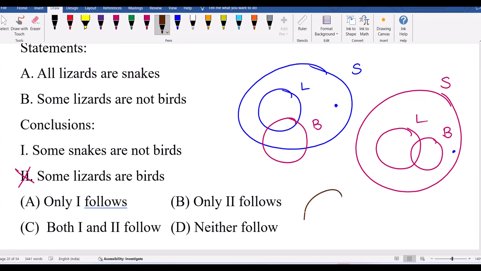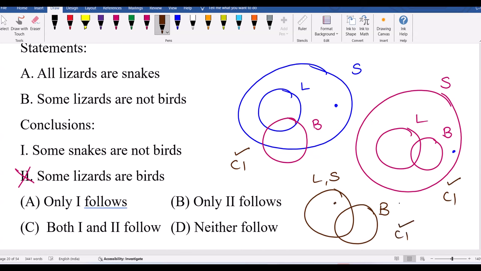All lizards are snakes. I can take it like this. The statement is, some snakes are not birds. Here also some lizards are not birds. So some snakes, all this is what I'm drawing so far. First one is correct here. This is the snakes area, not involved in bird. But wait. All lizards are snakes. Some lizards are not birds. Okay, cool. Now, the problem. For this first one also, we'll get the conclusion with respect to this point.